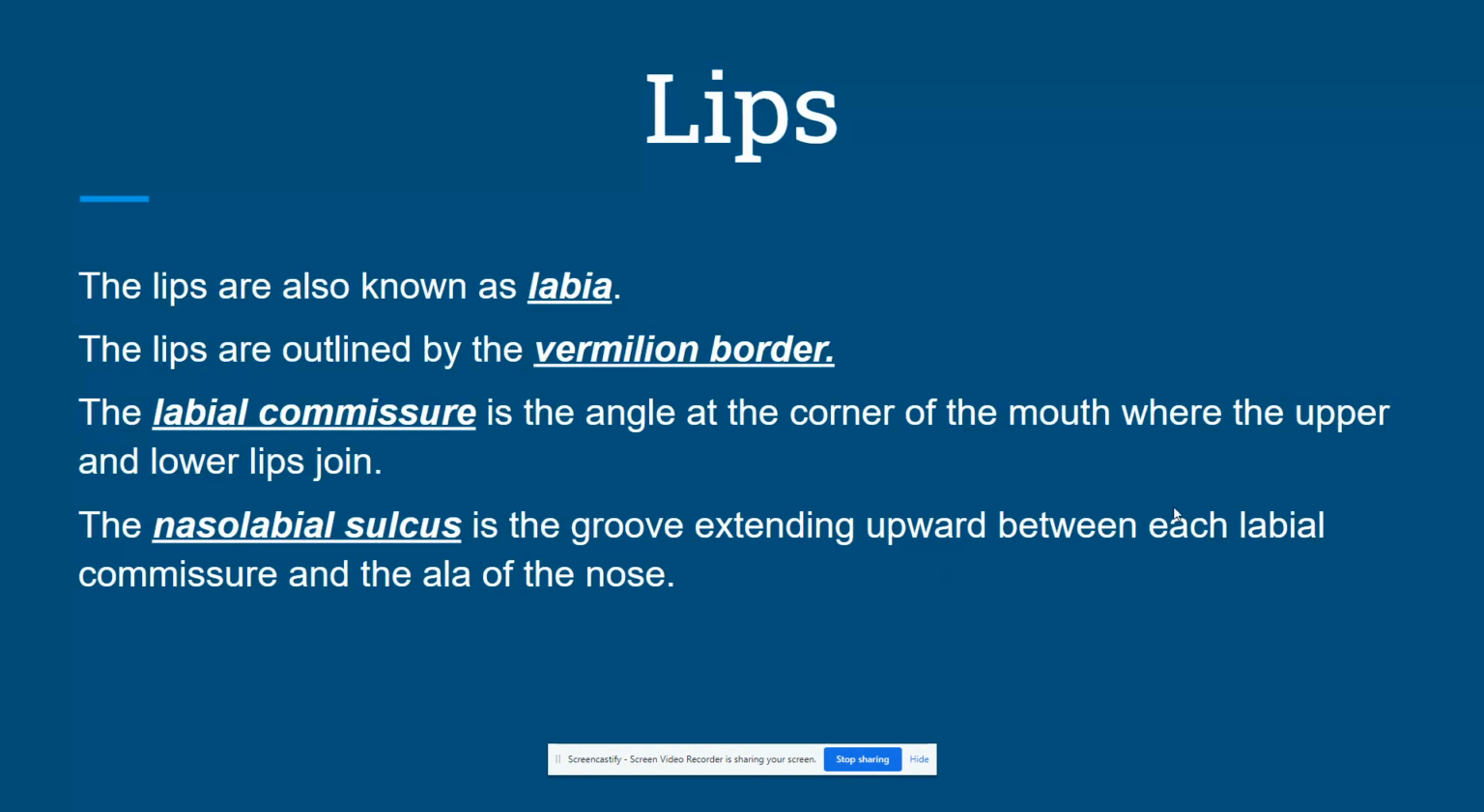Okay, so the lips are also known as the labia. The lips are outlined by the vermilion border. I'm going to give you an example of the vermilion border: some women take a pencil and outline their lips first before they put on their lipstick. So this is the vermilion border. The labial commissure is at the corner of the lip, and the nasolabial sulcus is the groove between the nose and the mouth.